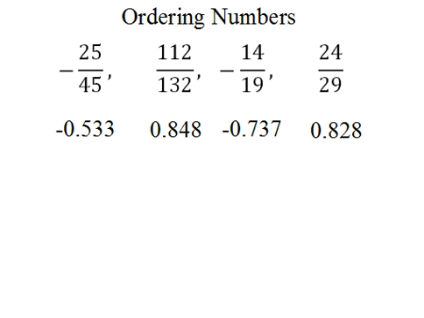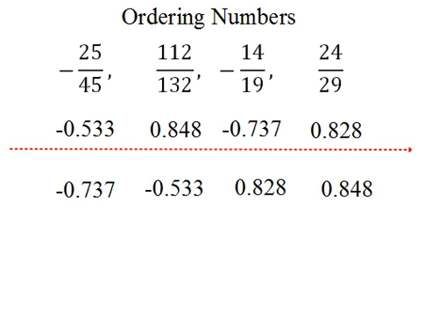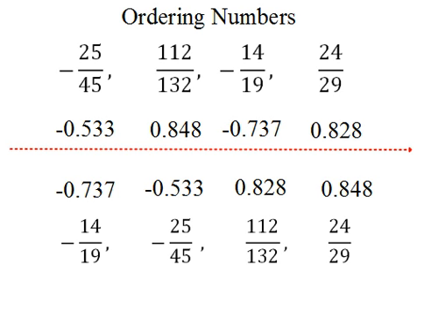Then I'm going to take those decimals and I'm going to put them in order as they appear on the number line. So negative 0.737 comes first, then negative 0.533, so on and so forth. Then I take those decimals and I match them up back with the original fractions. So negative 0.737 is negative 14 over 19, so that comes first. Negative 0.533 was negative 25 over 45, so on and so forth.